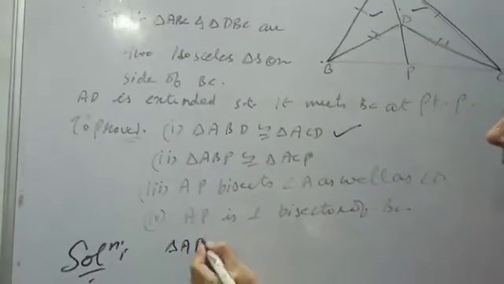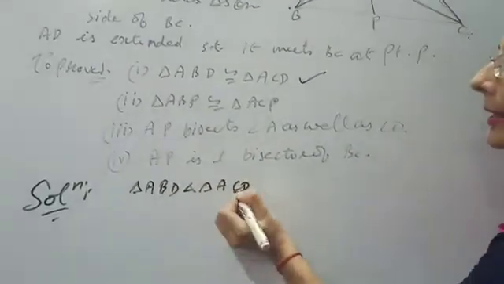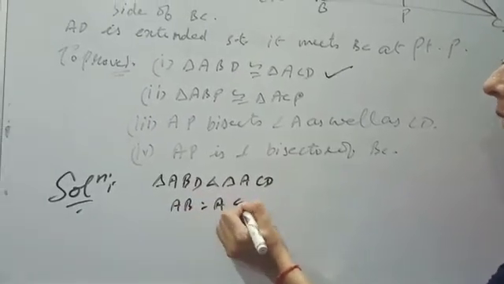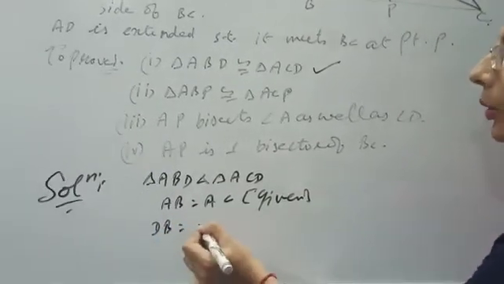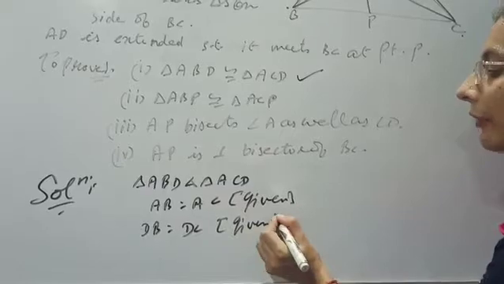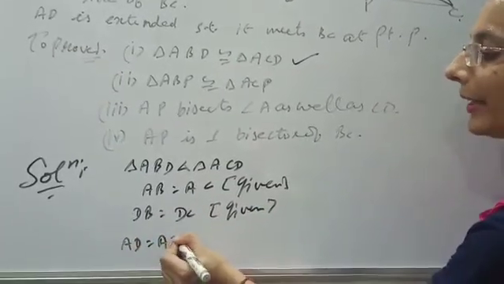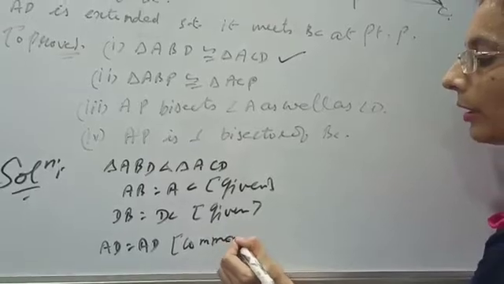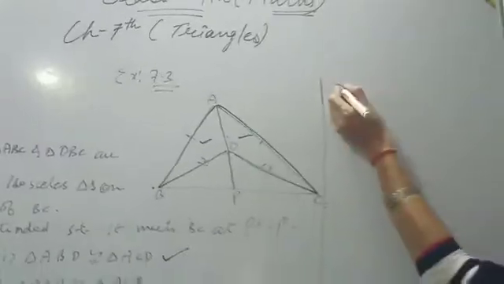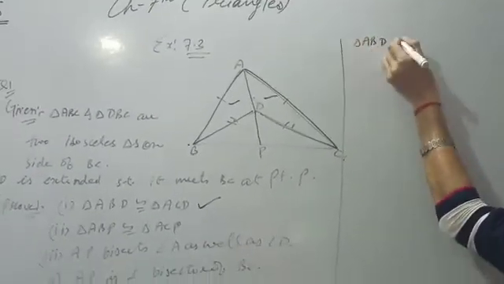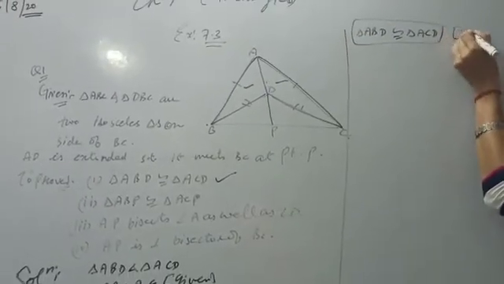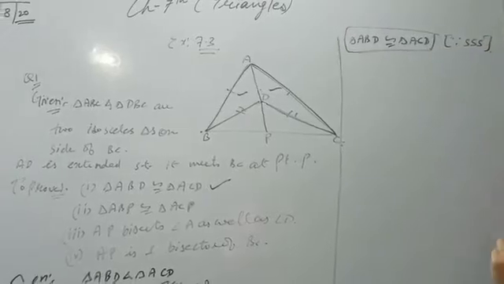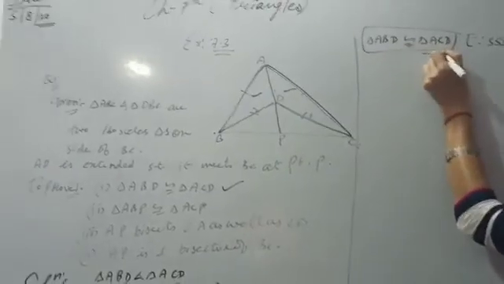So we will write here: triangle ABD and triangle ACD. As AB is equal to AC, it is given to us. Next point, as DB is equal to DC, it is also given to us. And AD is equal to AD, the common side, as the reason. Then we can say here triangle ABD is congruent to triangle ACD. It is the first part, and the reason is the side criteria we used. So it is the first part we proved here.